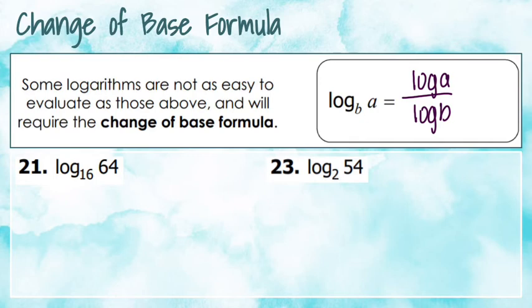And so remember, when we write log without a base, that is the common logarithm. So it means it's base 10. It's understood to be base 10. So we're going to rewrite number 21 as log of 64 divided by log of 16. And then we're just going to type that into our calculators. So I'm going to move us over to a calculator to look at how to type that in.